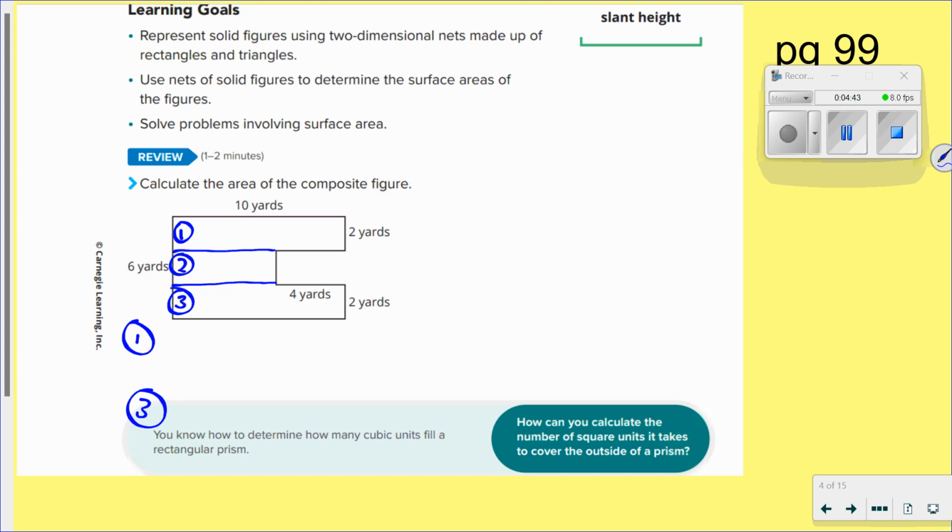So what is my length for rectangle 1? 2 by 10. And what is my width for rectangle 1? 2. So that gives me 20 yards squared. So that means 3 is the same. You should be writing this if you don't have it on your paper.